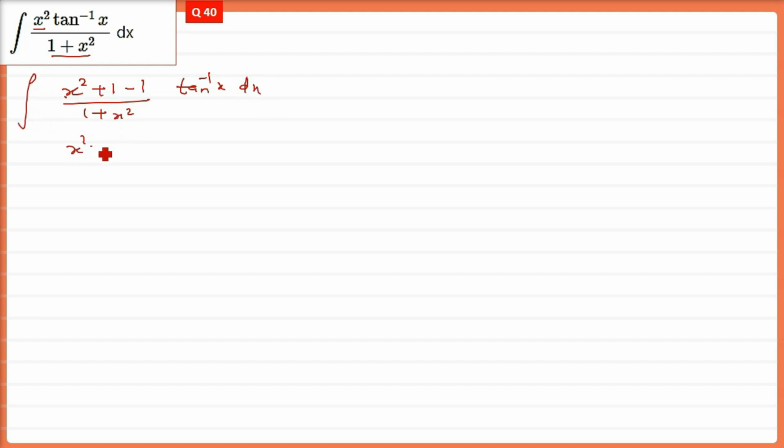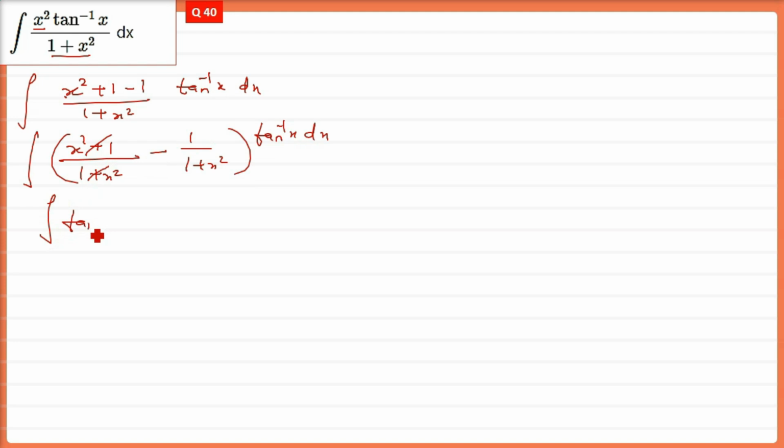So it will be x square plus 1 divided by 1 plus x square, minus 1 by 1 plus x square. And please remember, tan inverse x is multiplied to both of these terms. So let me write tan inverse x here with a dx integration. Now this will become 1 because it gets cancelled. Tan inverse x will be multiplied. So the first term will be tan inverse x dx.